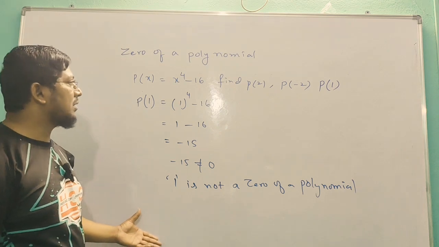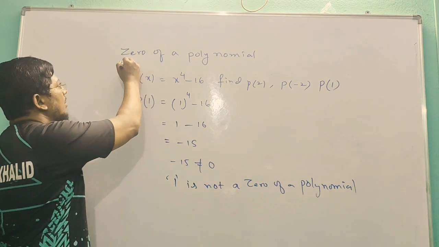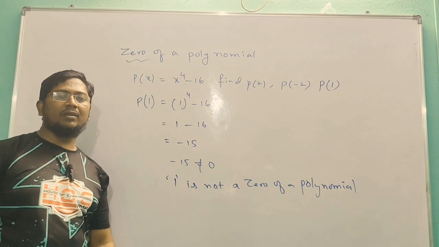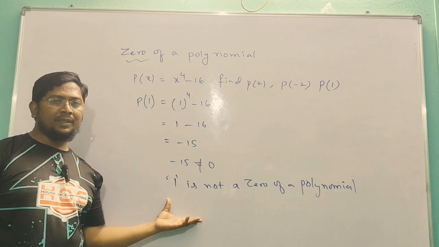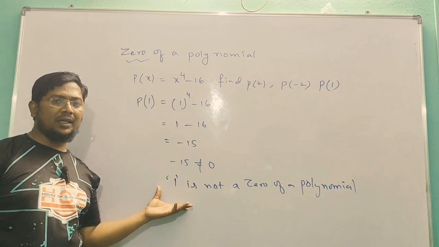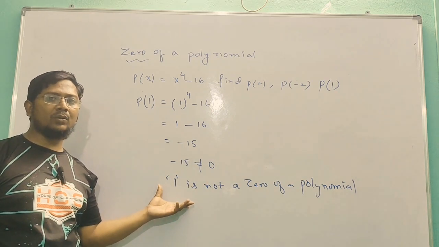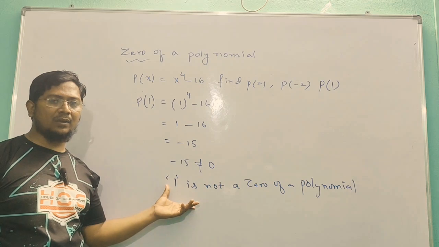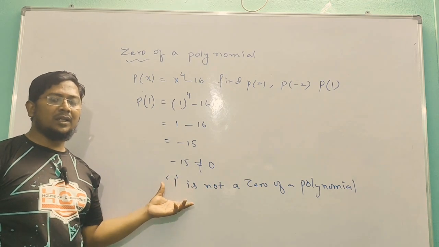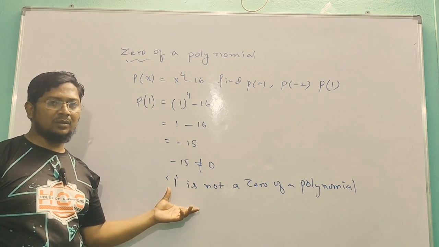So what is the topic? Zero of a polynomial. The number of zeros of a polynomial depends on the degree. If the degree of the polynomial is 1, it has 1 zero, degree 2, 2 zeros, degree 3, 3 zeros, and degree 4 means it will have 4 zeros.